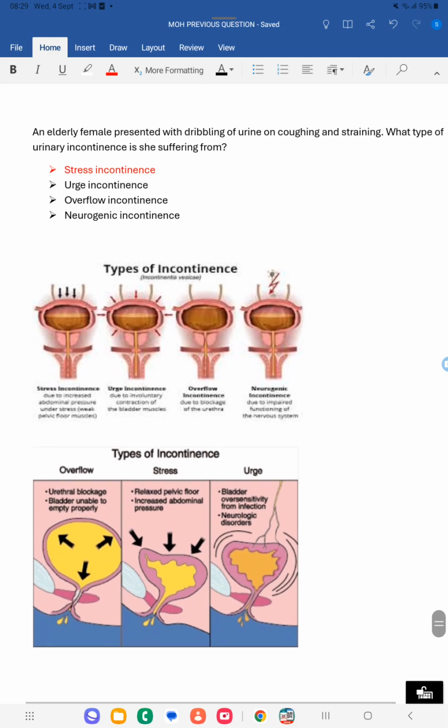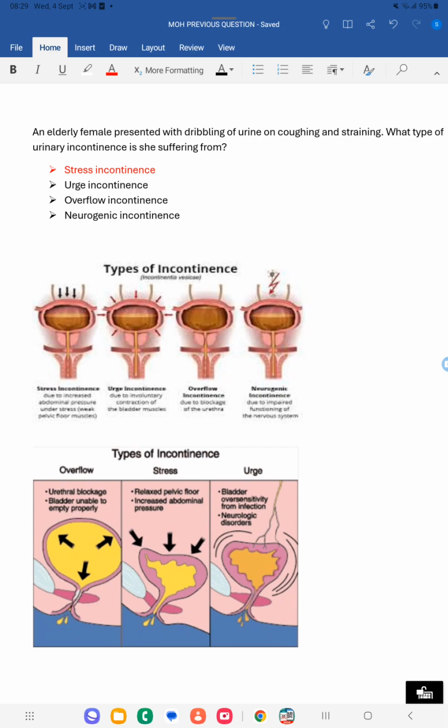Okay, stress incontinence means there is increased abdominal pressure because of coughing, straining, or other activities. And why is it happening? There is a weakness in the pelvic floor. Due to some reasons there is weakness in the pelvic floor, and because of that whenever you get abdominal pressure, suddenly there will be dribbling of urine. So that is called stress incontinence.